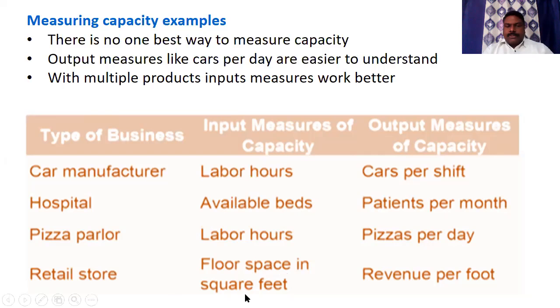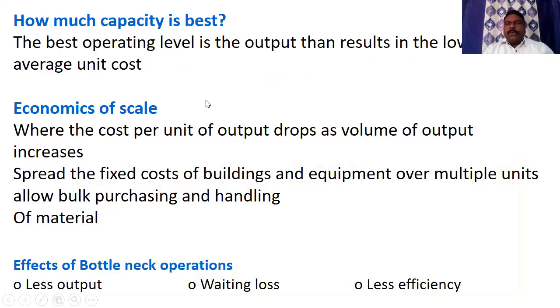Retail store: floor space in square feet, revenue per foot. It means the retail store is 1,000 square feet, and we see how many people and how much revenue we are going to get. So this is how we are going to plan. How much capacity is the best operating level that we need to calculate, that results in the lowest average unit cost. So with minimum input, how much output will come, that we need to check.